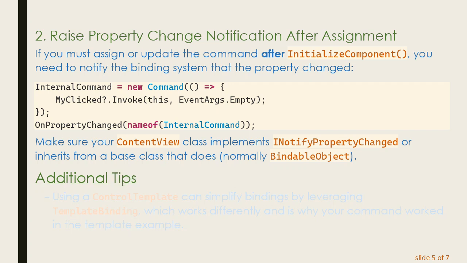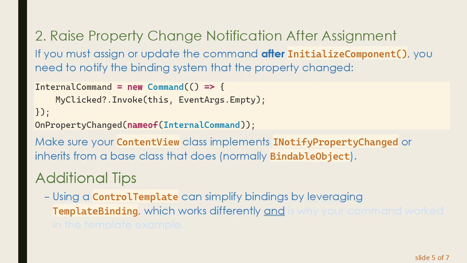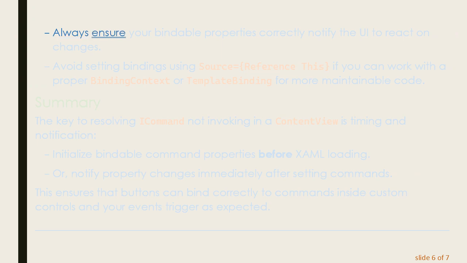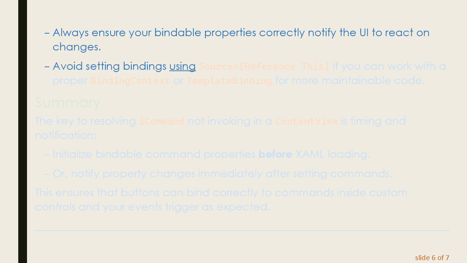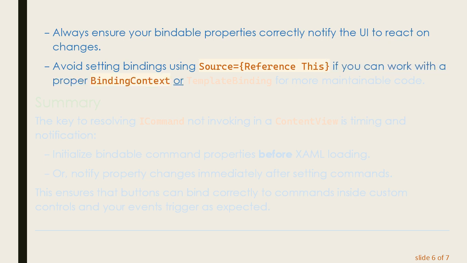Additional tips. Using a control template can simplify bindings by leveraging TemplateBinding, which works differently and is why your command worked in the template example. Always ensure your bindable properties correctly notify the UI to react to changes. Avoid setting bindings using Source equals Reference this if you can work with a proper binding context or TemplateBinding for more maintainable code.